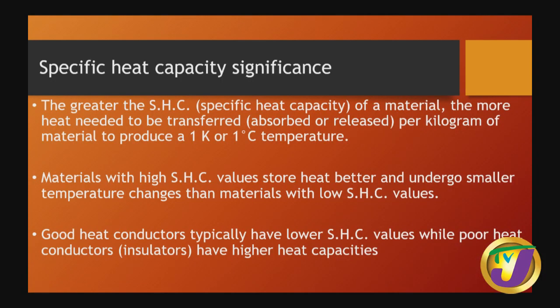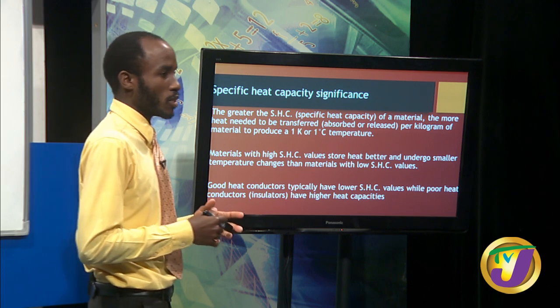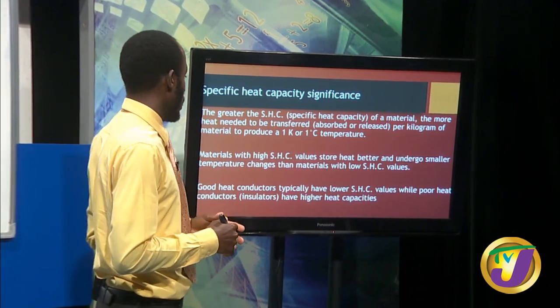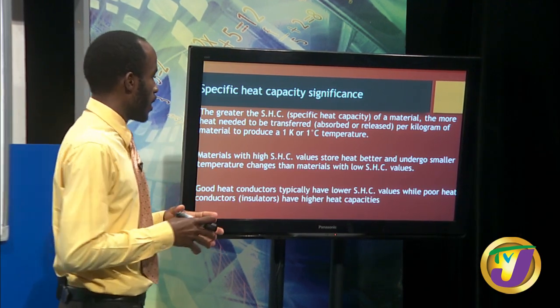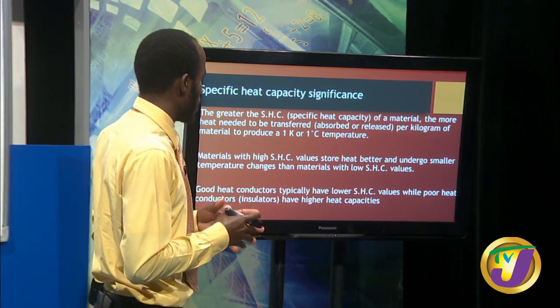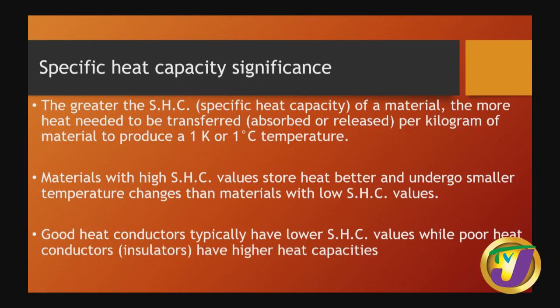Now, some information on the significance of it. The greater the specific heat capacity of a material, the more heat needed to transfer, absorb, or release per kilogram to produce a degree Celsius or a Kelvin temperature change. Materials with higher specific heat capacity values store heat better and undergo smaller temperature change than materials with lower specific heat capacities. What this means is that the higher the value of heat capacity for a material, the better it is able to store heat and the less likely it is for its temperature to change.